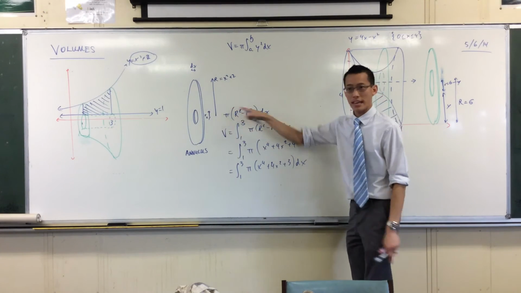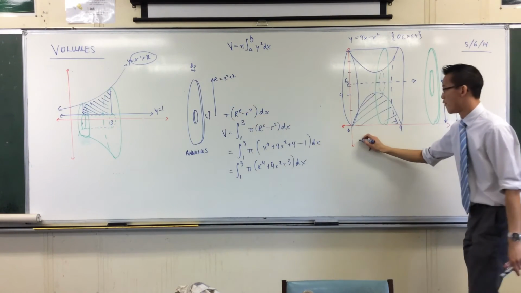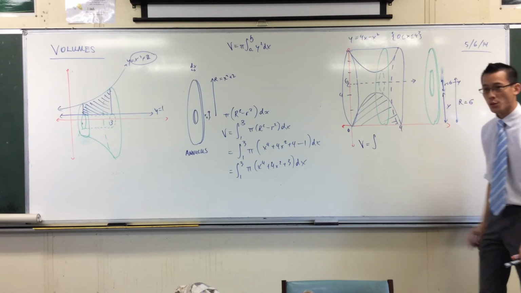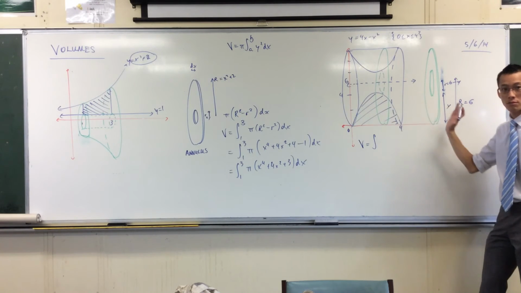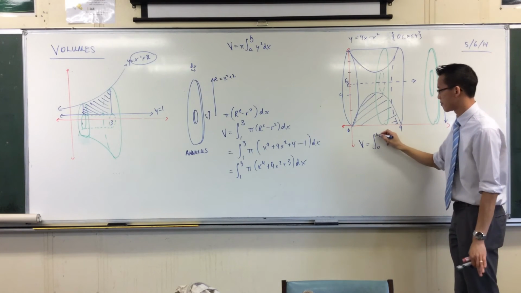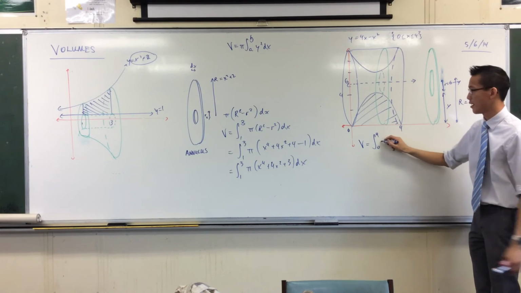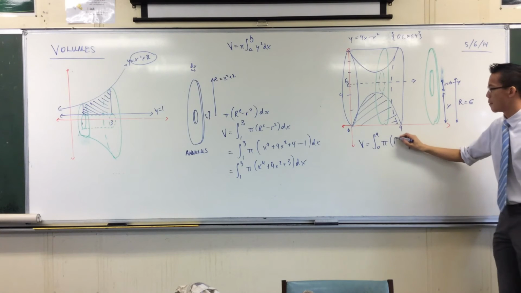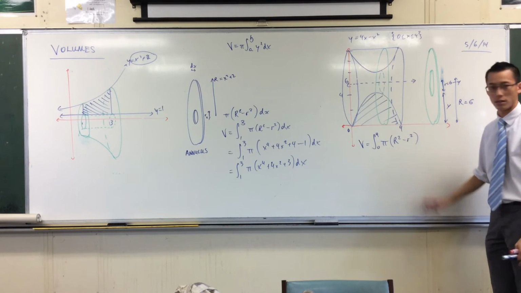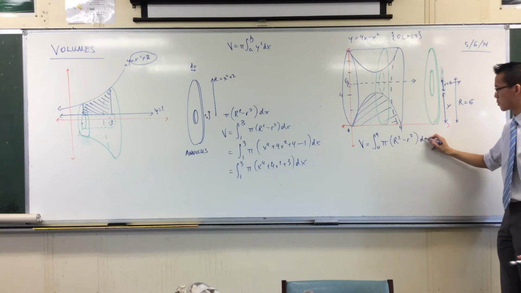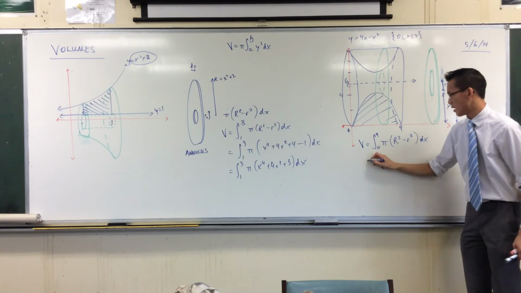The volume I'm going to get from here is the integral from, now how far am I going? From 0 to 4. Of, now, what is the volume of the annulus? Pi big R squared minus little r squared with respect to x. Okay? Now, what am I going to get here?